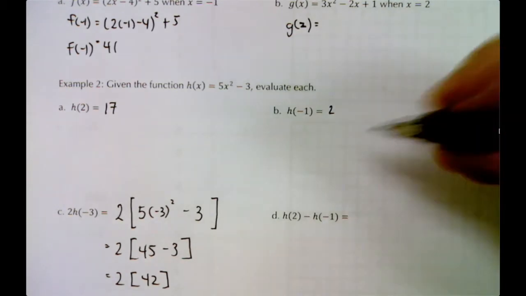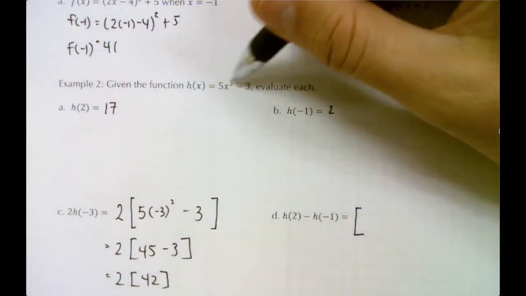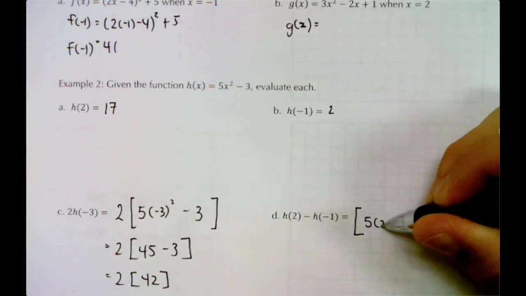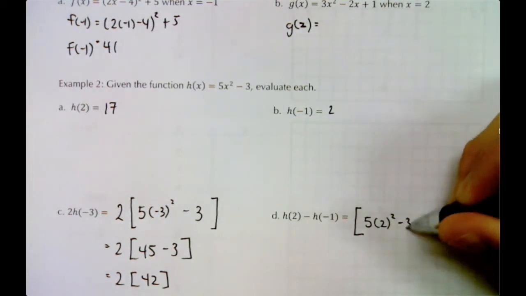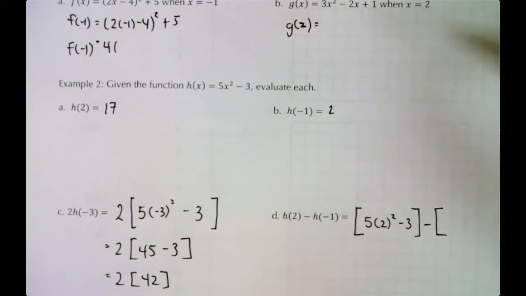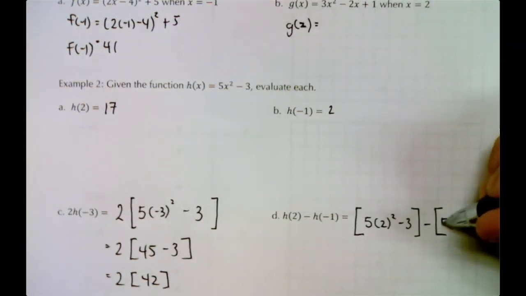So what's h of 2? Well, I'm going to put it in square brackets. H of 2 would be h with 2 replacing x. So 5 times 2 squared minus 3. And we'd be subtracting h of negative 1. So again, function h of negative 1: 5 times negative 1 squared minus 3.